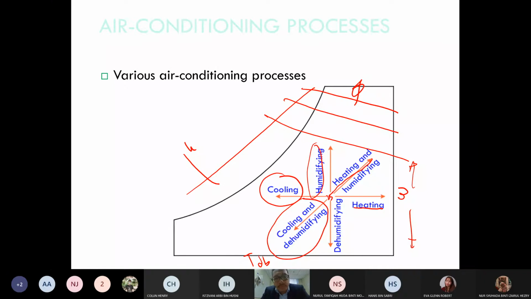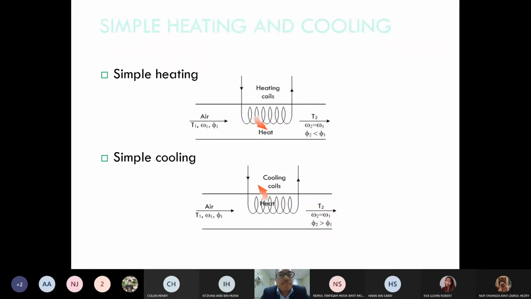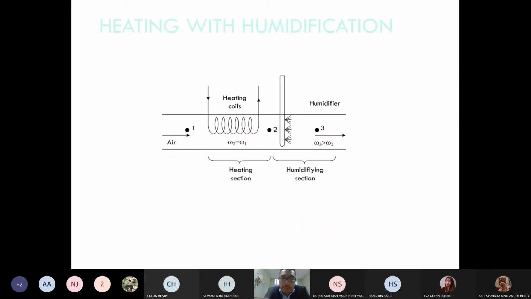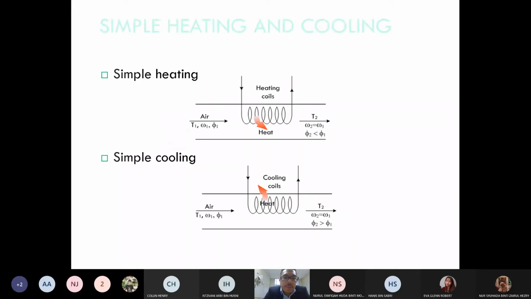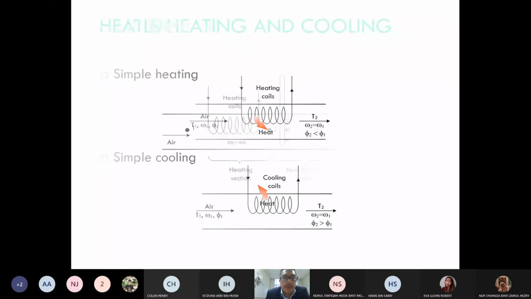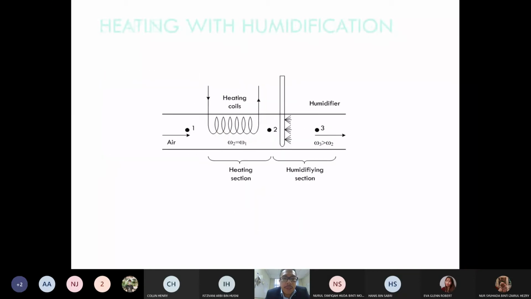Okay, so when we translate it into the engineering perspective, in the simple heating, you have the inlet temperature T1, omega 1 and Phi1.